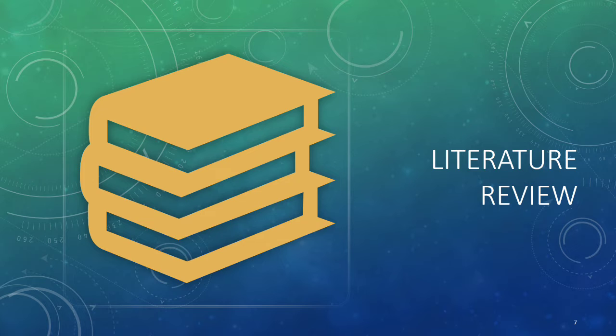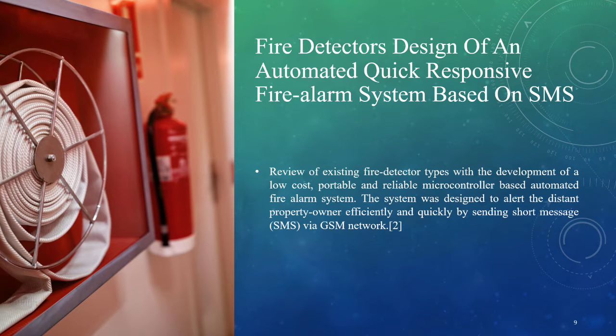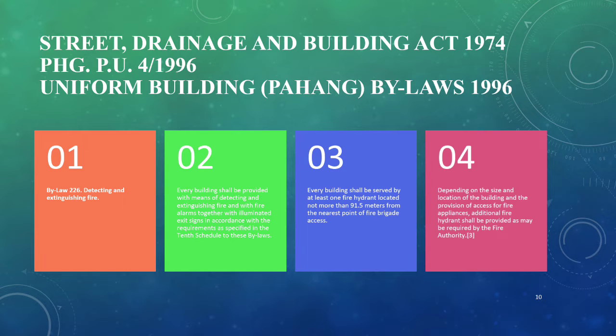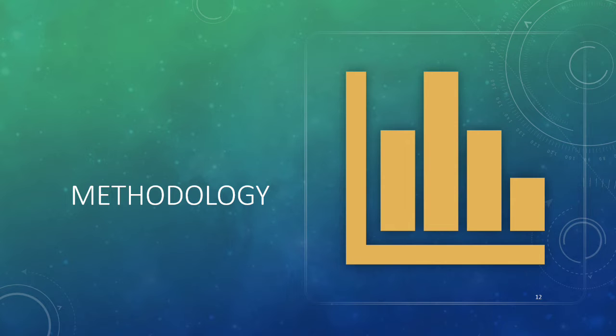Next is the literature review. First is the Arduino-based home fire alarm system with GSM module. Next is the fire detector design of an automated quick response fire alarm system based on SMS. And this is the street drainage and building act 1984, Pahang PU 4/1996. And finally, the study by Senseng 2016 showed the experimental investigation of using CO sensor to detect smoldering fire in dwelling.